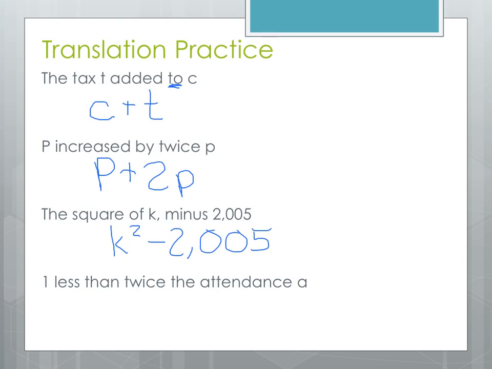Now for our last example, 1 less than twice the attendance A. Remember, less than is one of those phrases which means our order is going to switch, so we're going to start with the second half of this sentence here. Twice the attendance A, twice means times 2, so we're going to have twice A, and then less than means subtract 1.